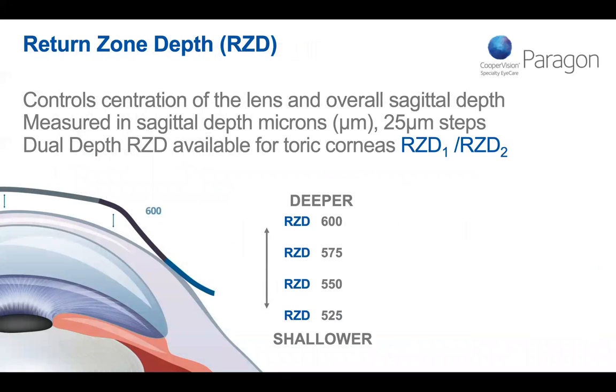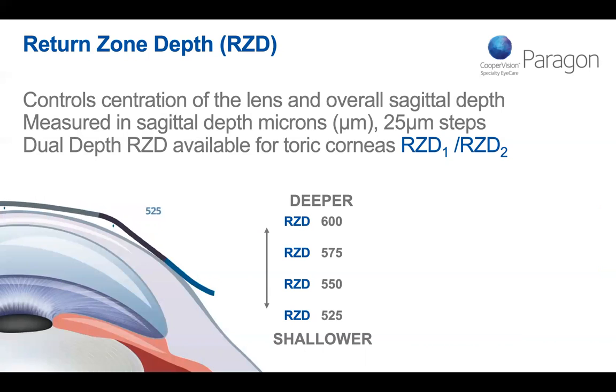Our secondary lens parameter to discuss is the return zone depth, or the RZD. It is the parameter that mainly controls centration. It is measured in sagittal depth of 25 micron increments. A 600 micron RZD is much deeper of a lens compared to a 500 micron RZD.